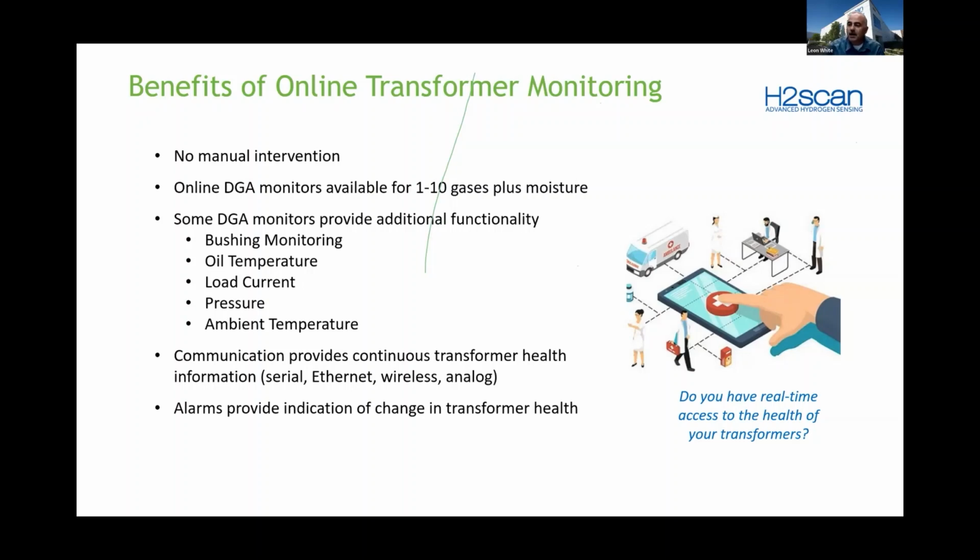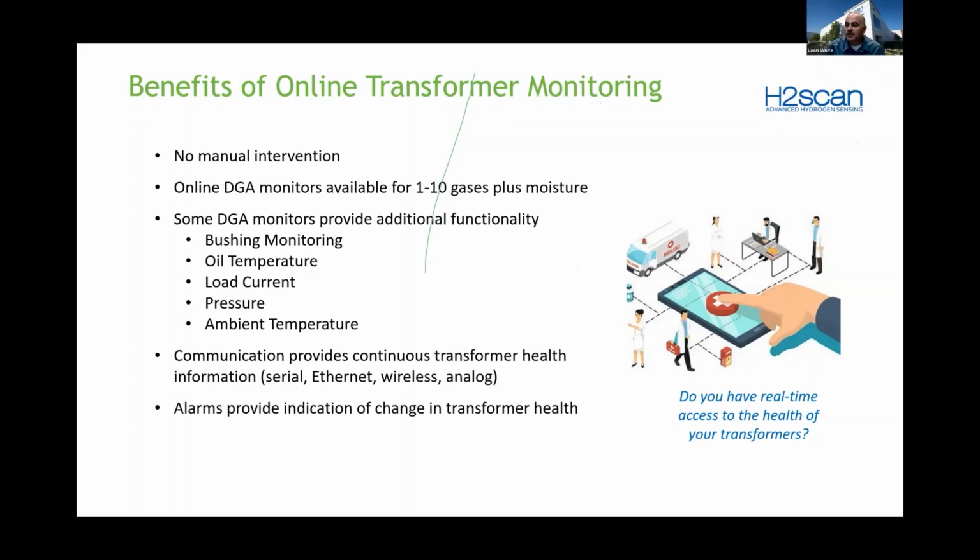So as the DGA monitor products have been evolving over time, there's a trend in the industry to add additional things into the DGA monitors. So you're putting more and more functionality into one device, which generally is a benefit for the industry. It lowers costs and allows you to put monitoring on more devices. It also provides the benefit of the additional monitoring.